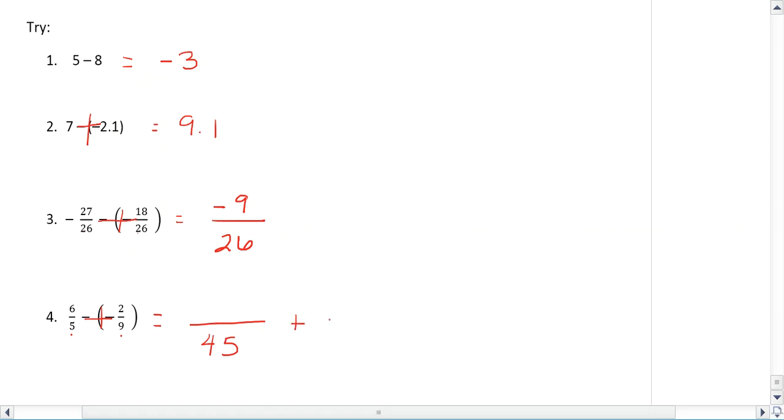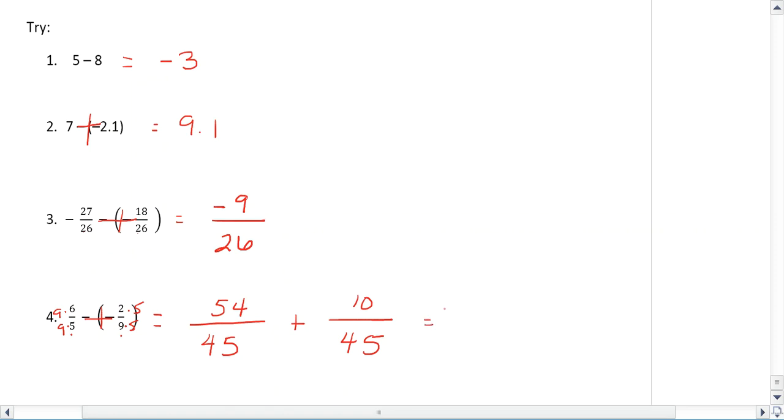So we have a positive, and the new denominator is 45. This first fraction, I'm multiplying top and bottom by 9 because 9 times 5 is 45. So 9 times 6 is 54. The second fraction, I'm multiplying top and bottom times 5. 9 times 5 is 45. 2 times 5 is 10.